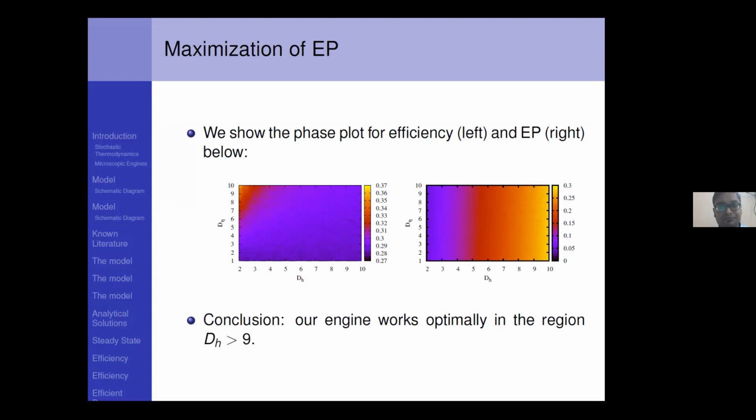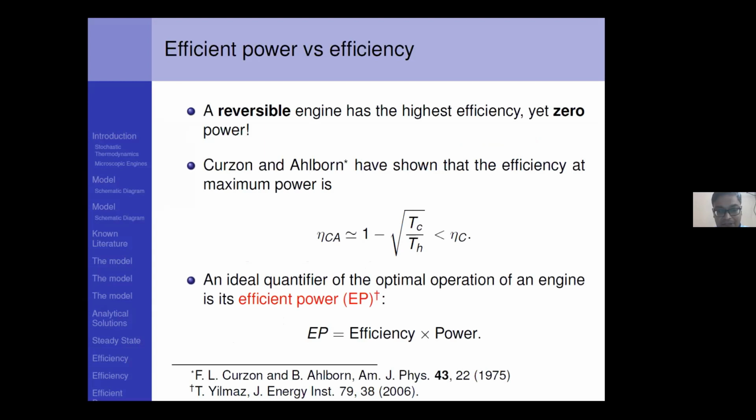And is it a popular quantity to look at? I mean, efficient power. Can you suggest something? It is not a popular quantity, but it's the more practical quantity. And here I have given the reference of a paper which probably uses it for the first time, as far as I know. Okay, thanks. And this is practical in the sense that an engine that has very high efficiency and very low power is as useless as an engine that has very high power and very low efficiency.